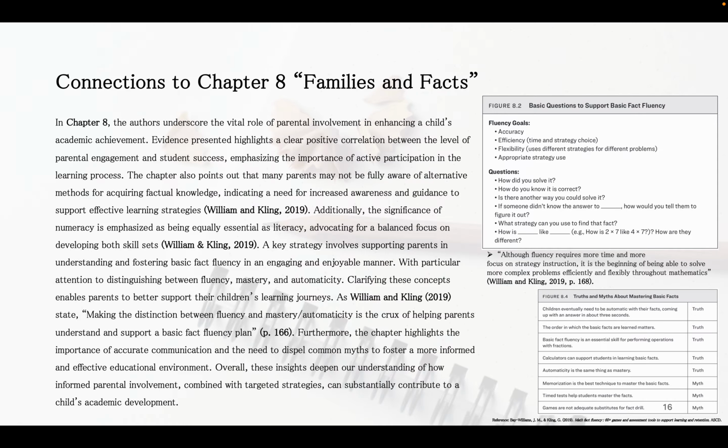Connections to Chapter 8, Families and Facts. In Chapter 8, the authors underscore the vital role of parental involvement in enhancing a child's academic achievement. Evidence presented really highlighted the clear positive correlation between the levels of parental engagement and student success, emphasizing the importance of active participation in the learning process.